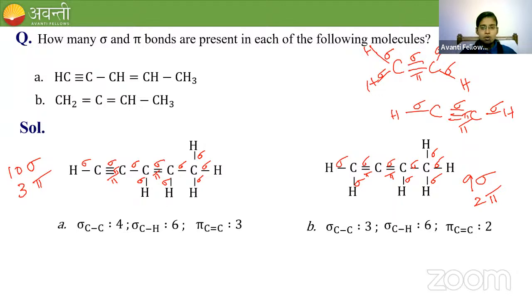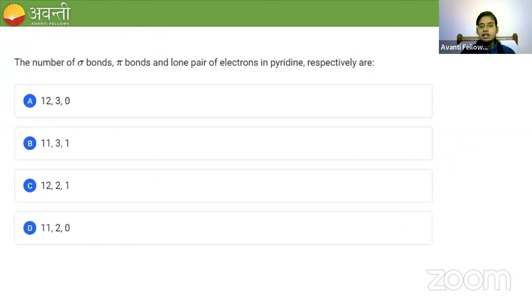So now I'm going to give you a previous year question from this concept and you are going to find out the answer for it. All right. So the question is on the screen. The number of sigma bonds, pi bonds and lone pairs of electrons in pyridine respectively are. So what we have to find out? Sigma, pi and lone pair. And the molecule is pyridine.